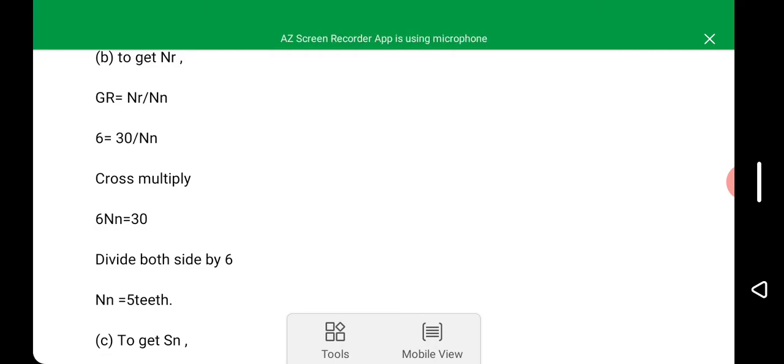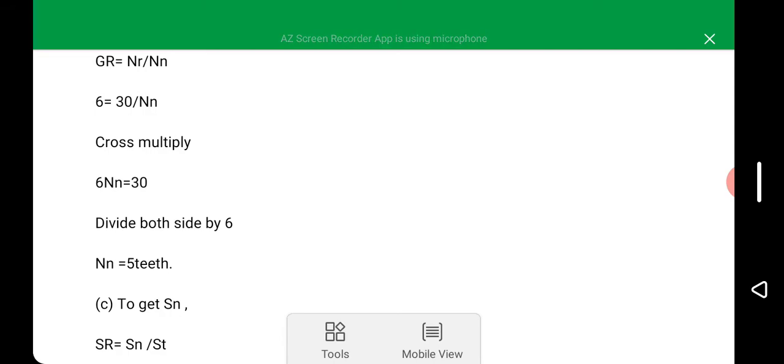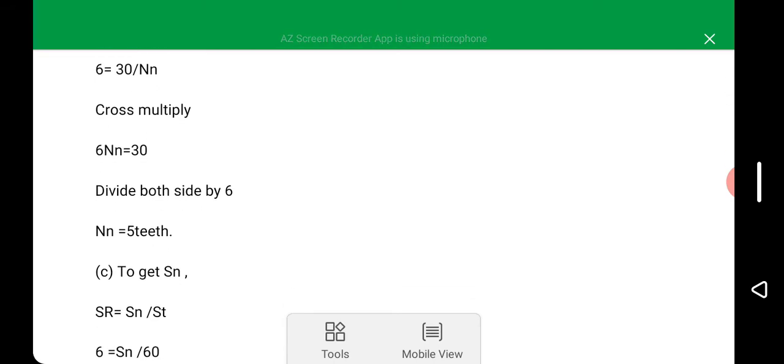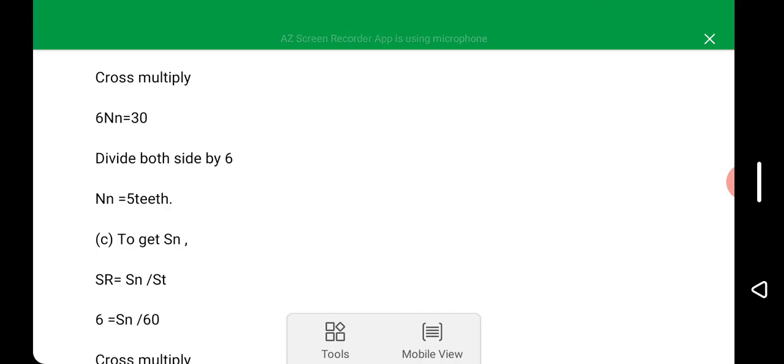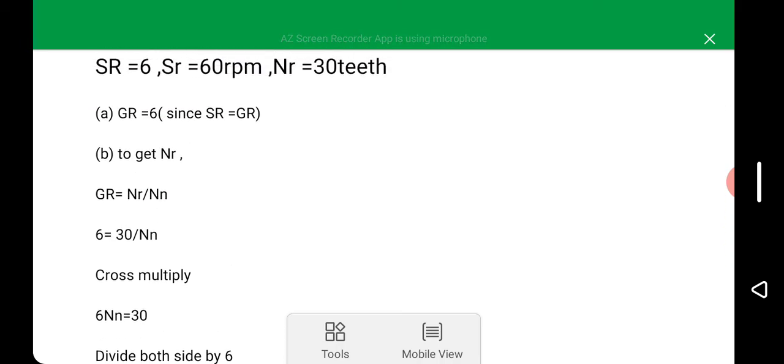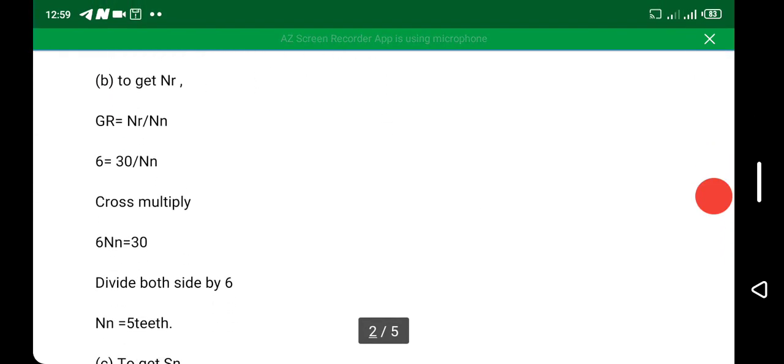So now to get our NN, when we substitute the value given, we cross multiply. When we now cross multiply, we get something like this: 6 NN equal to 30. We divide both sides by 6. We now get 5 teeth. This is the number of teeth of the driven gears.